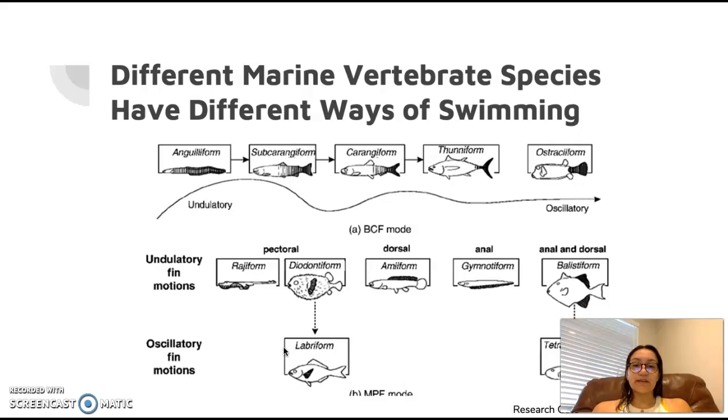Thuniforms are the fastest kind of fish. Their tails are crescent-shaped, which is what gives most of the movement. An example of these would be barracudas and tunas. Lastly is the ostraciform group. They use tiny little tails to move around, so they don't move very much. An example of this would be boxfish, also known as pufferfish. They're really cute.